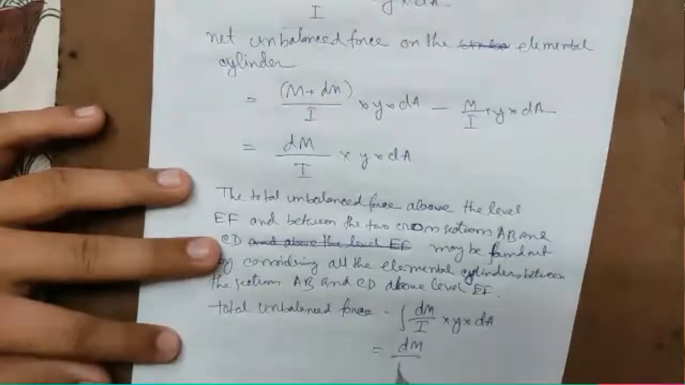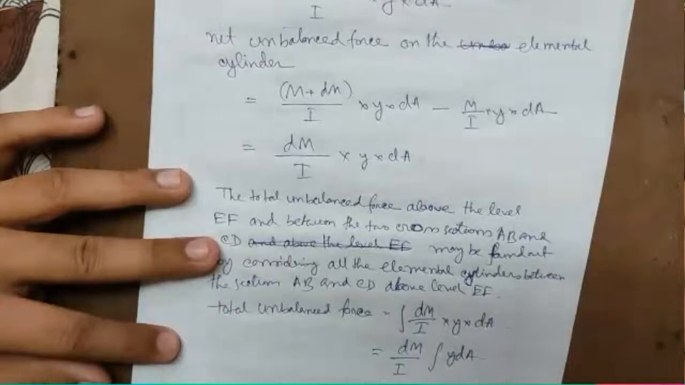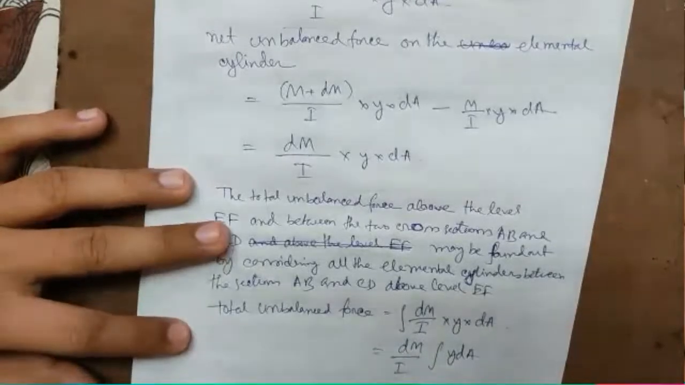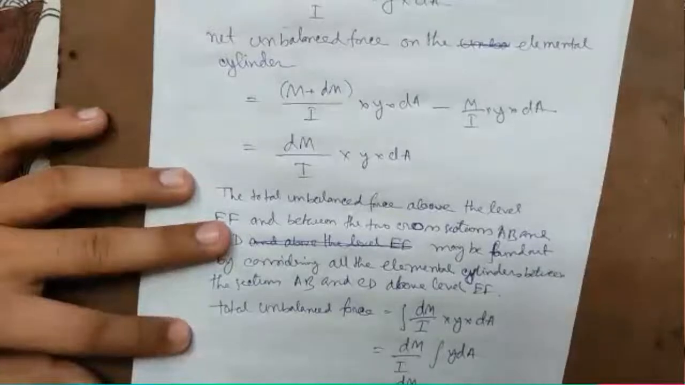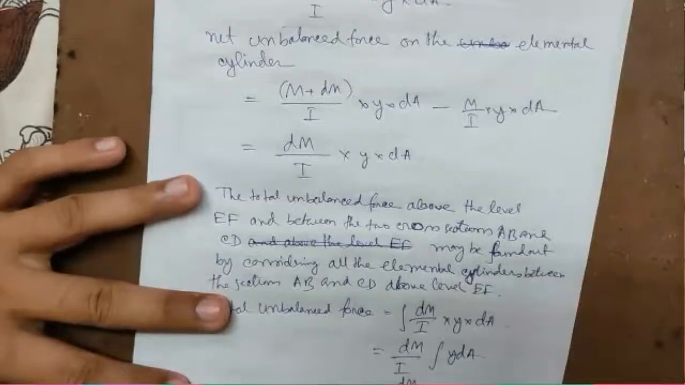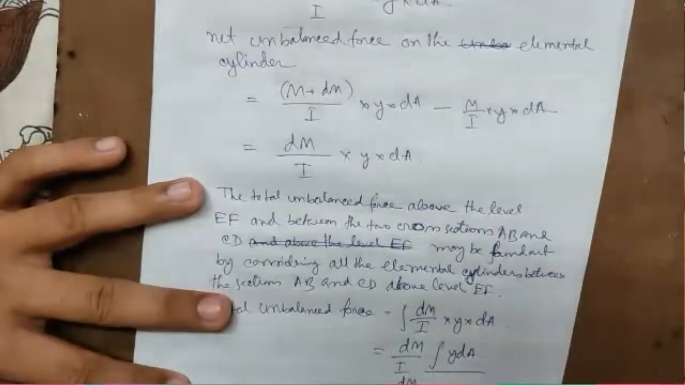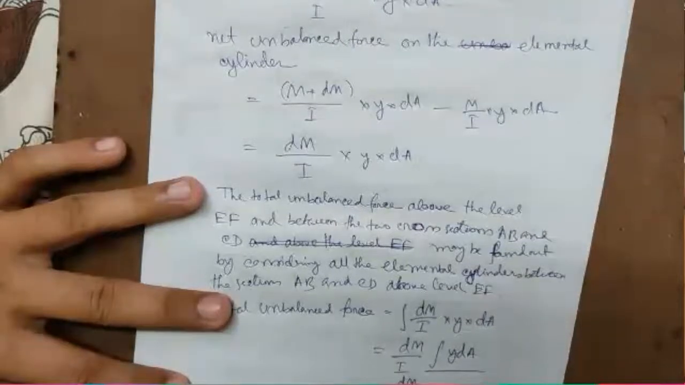So dM by I times integration of y dA. Now, if this dM by I is a constant, let it out. Integration of y dA means, if the area of the section is A, then we can retain this y dA will be equal to A, the total area, into the distance of the centroid of the area from the neutral axis.